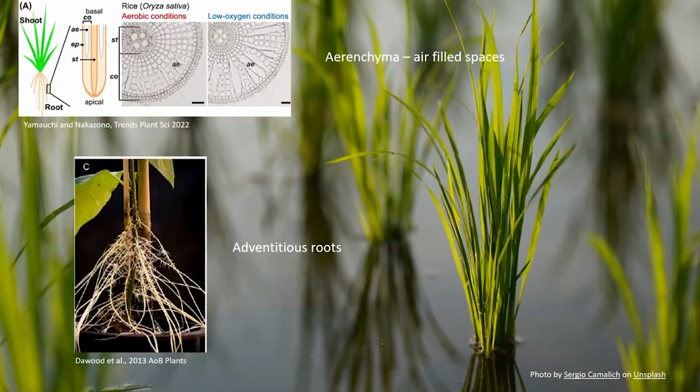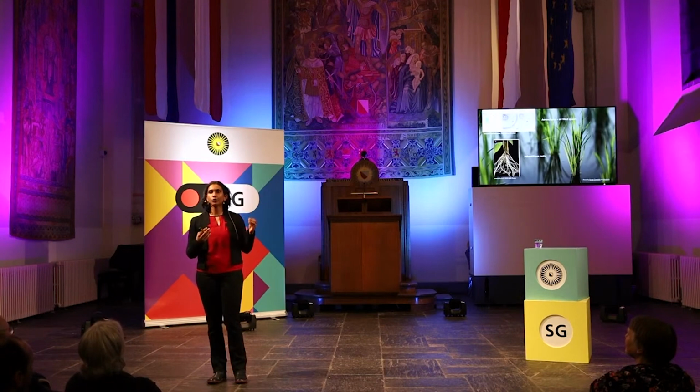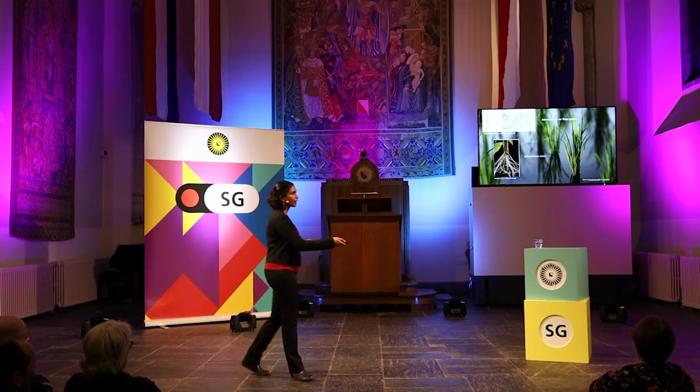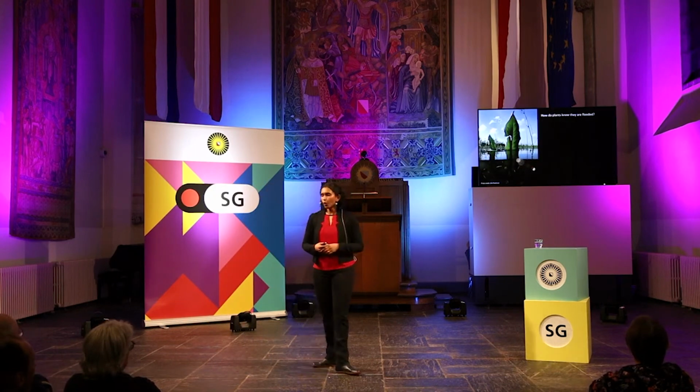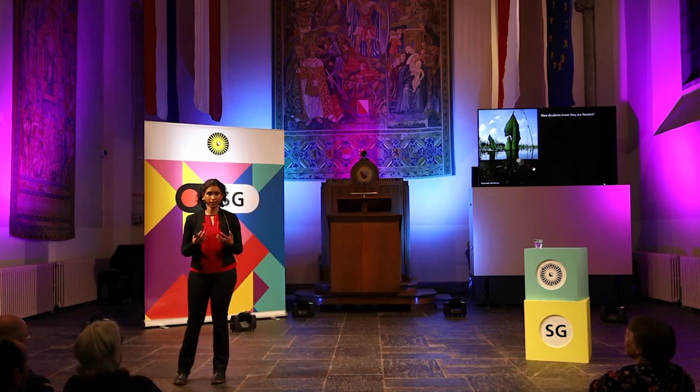Another adaptation is what we call adventitious roots. And these are simply roots that replace the original root system and grow at the surface of the water where there is lots of oxygen. And these roots are full of aerenchyma and also help the plant to breathe. So all these adaptations a plant triggers when it is flooded.